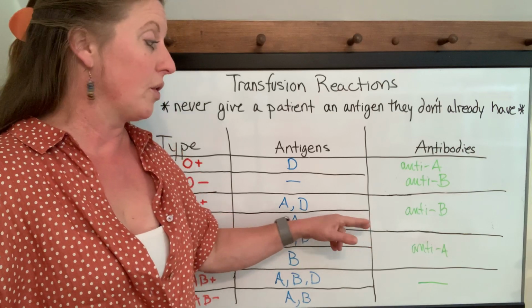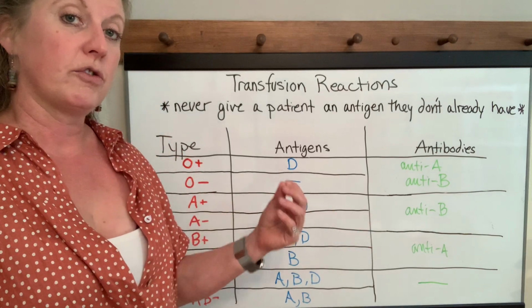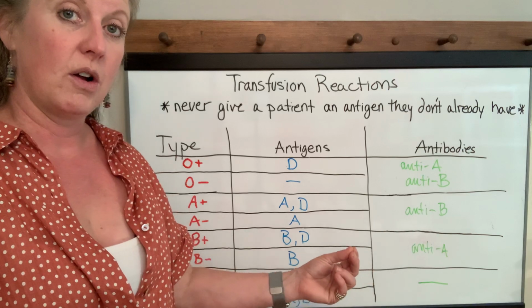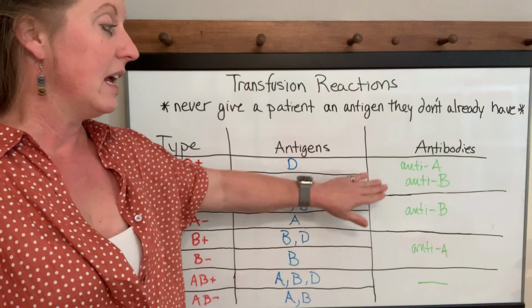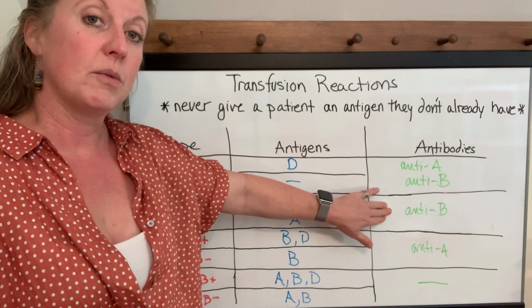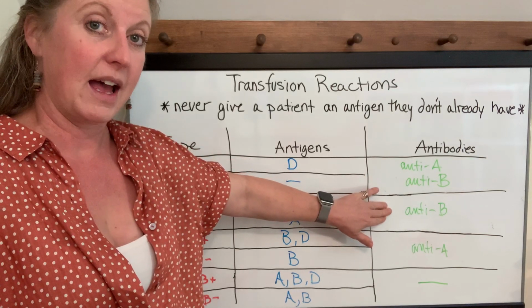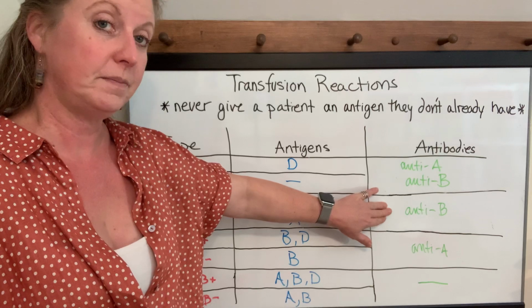Okay, so the reason that we don't introduce something that the person doesn't already have, an antigen that the person doesn't already have, is because they have antibodies that will specifically attack that or agglutinate that. Okay?